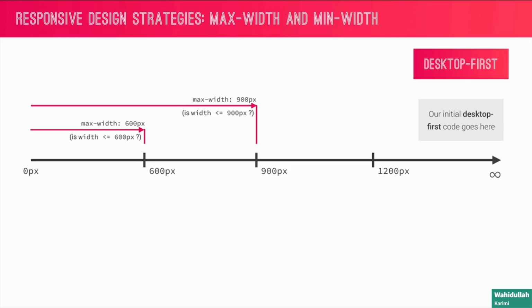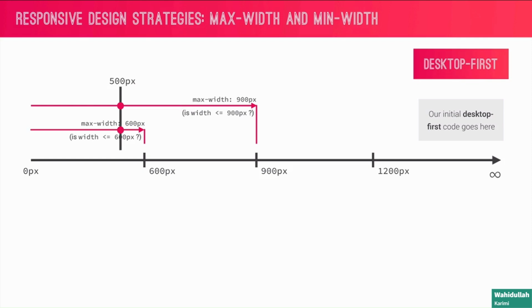But maybe now you're wondering, what if a phone has a width of 500 pixels? Which media query will apply now? And that's an excellent question, and the answer is pretty simple actually. Both queries will apply, because both conditions are true, right?